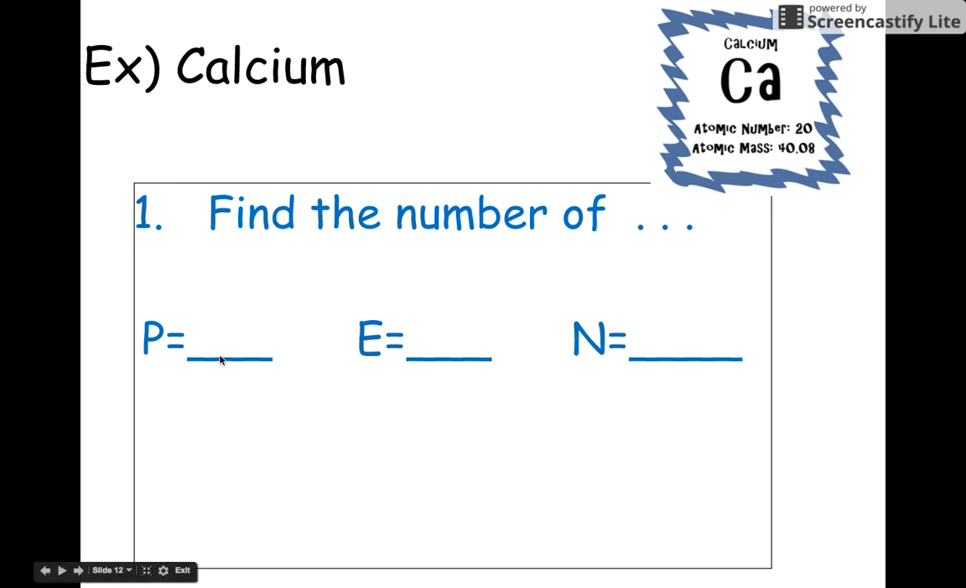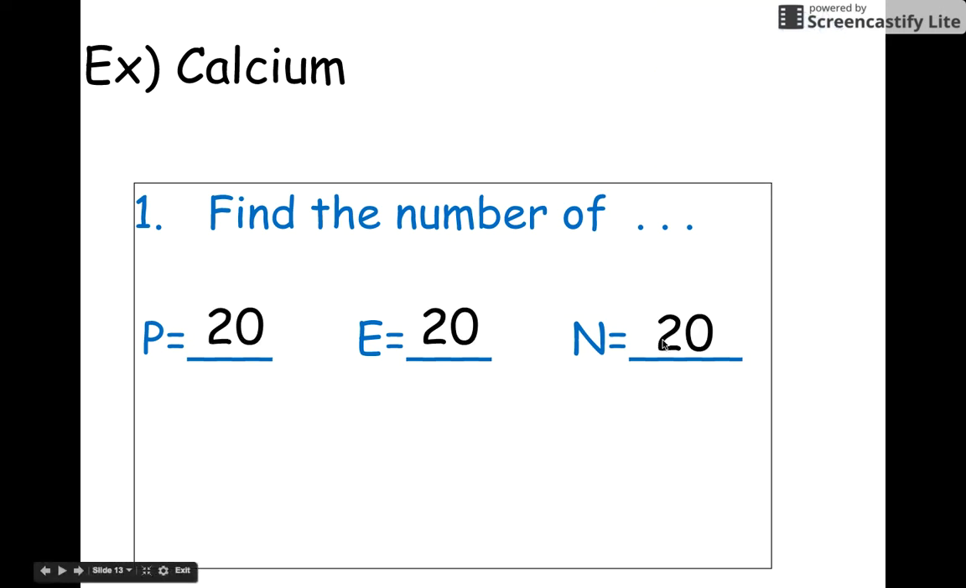So what's the number of protons? 20, correct. What's the number of electrons? Always matches the number of protons, so it's also going to be 20. The number of neutrons is going to be the atomic mass, which is 40, minus the atomic number, which is 20. So we're also going to have 20. So we have 20 protons, 20 electrons, and 20 neutrons for calcium.